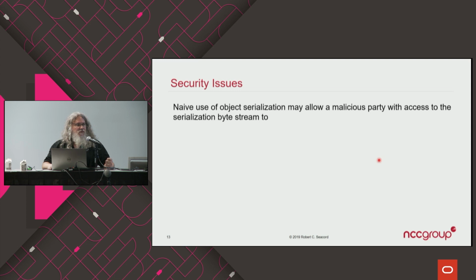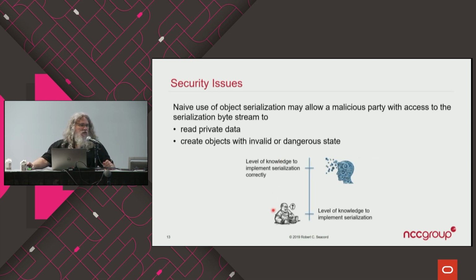So naive use of object serialization can allow a malicious party with access to the serialization byte stream to read private data or create objects with invalid or dangerous state, and probably a bit worse. And the one slide explanation of the problem with Java serialization is this guy here who accidentally cut off his hand while trying to slice a sandwich. He could probably successfully implement Java serialization, right? It's not very hard. But the effort to implement it securely is really quite difficult.